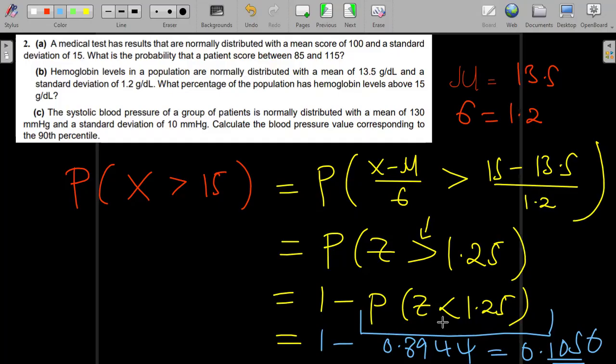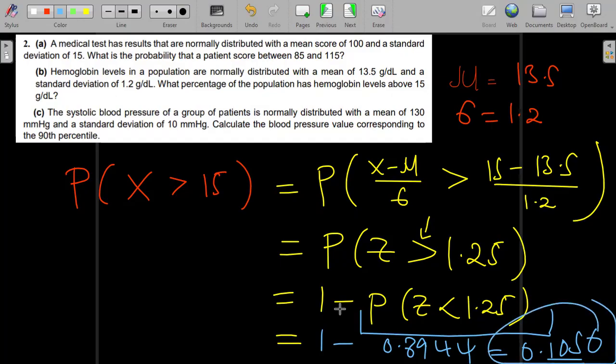Otherwise, did I find the correct Z score? Okay, so the Z score we said was 15 minus, let me just verify, 13.5, and then divided by 1.2. Okay, I found the correct one.